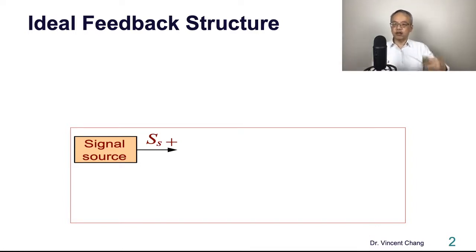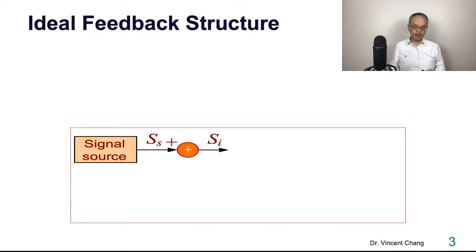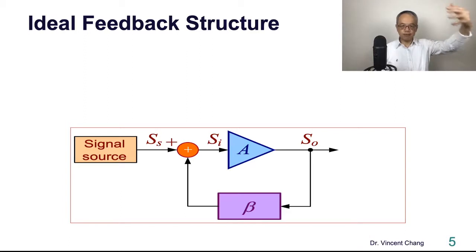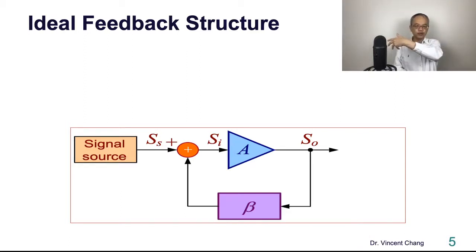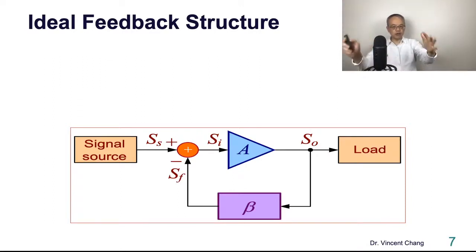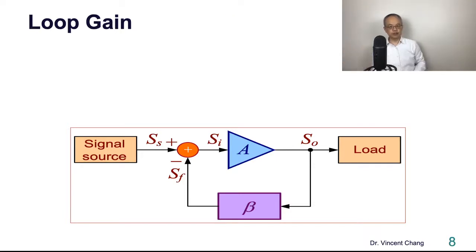Ideal feedback, let's start with the ideal feedback structure. Let's say there's a signal source from the left, and then going through a mixer becomes an input signal, and penetrating through an amplifier with open loop gain A becomes an output signal. Then let's sample the output signal and go backward through the feedback network and back to the mixer. And SS minus SF becomes SI. And then the output signal is going to be delivered to the external load. This is the ideal feedback structure.